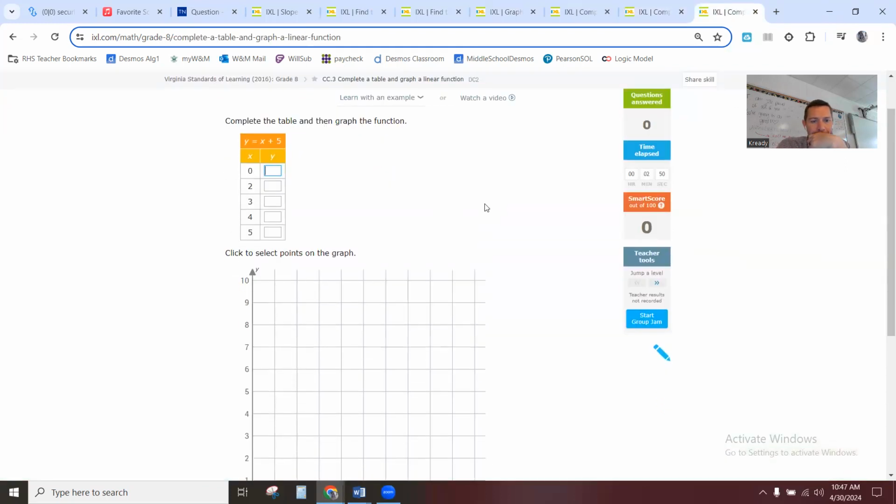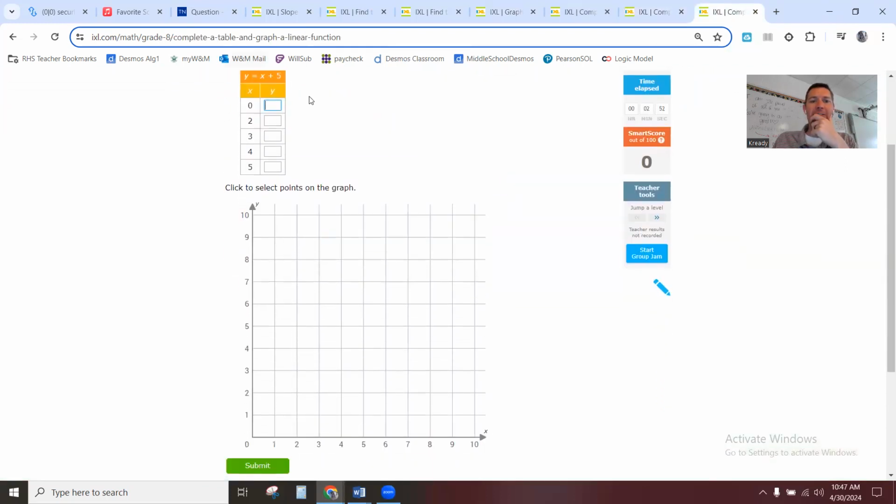Here, I know that we have a table. I have an equation. So the input is going to be added to 5, and that's going to give me my Y. So the input 0, I add 5. There's my ordered pair. I go 2 plus 5, that's 7. I go 3 plus 5, that's 8. 4 plus 5 is 9. And you see your pattern at this point. We don't have to do it because it's a pattern.